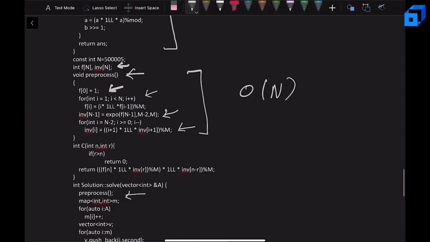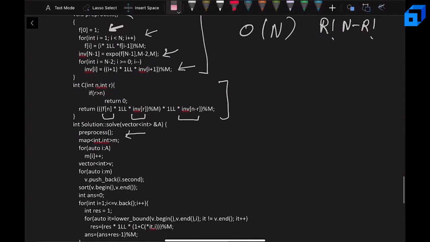And now calculating nCr is actually quite easy. If r is greater than n, we can simply return 0. Otherwise, we know that nCr is n factorial upon r factorial upon n minus r factorial. So we'll multiply factorial of n with inverse factorial of r with inverse factorial of n minus r, and that will give us nCr.